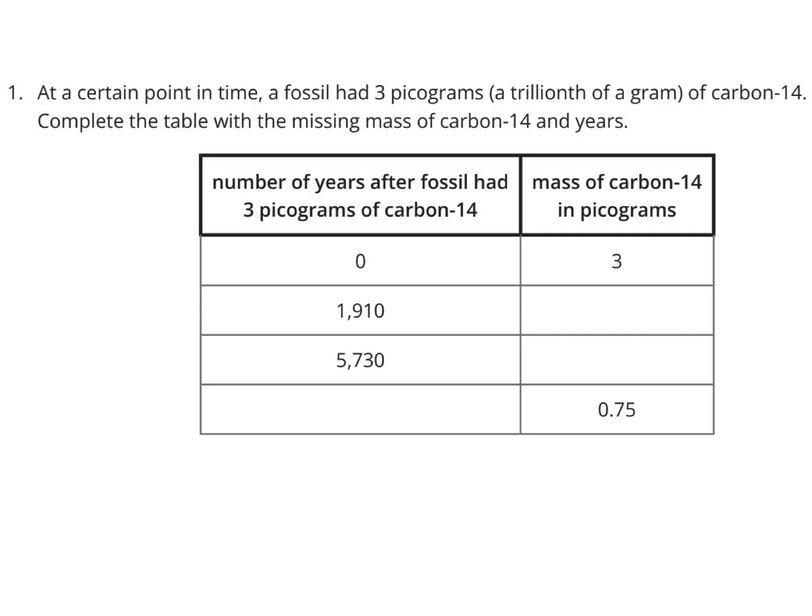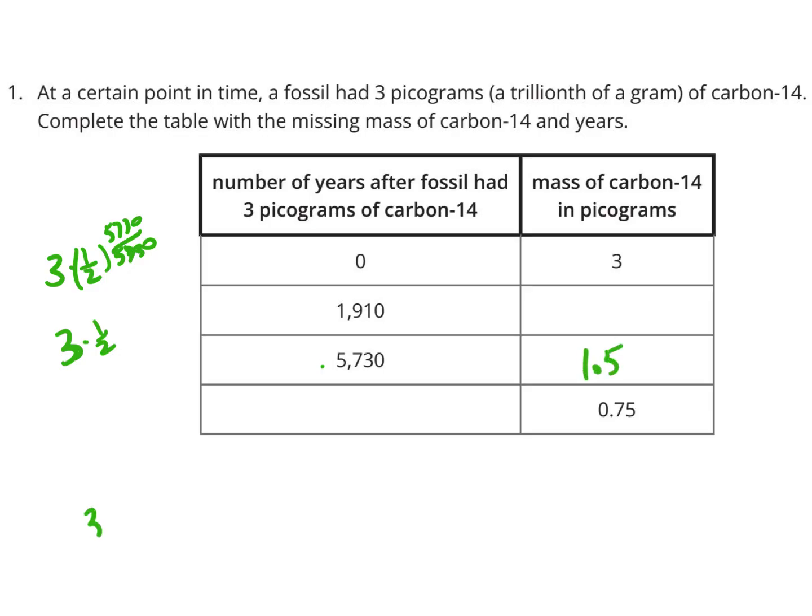At a certain point in time, a fossil had 3 picograms, a trillionth of a gram, of carbon-14. Complete the table. Okay, so we know that it takes 5,730 years for a half-life. So 3 times 1/2 to the 5730 over 5730 is equal to 3 times 1/2, which gives us 1.5.